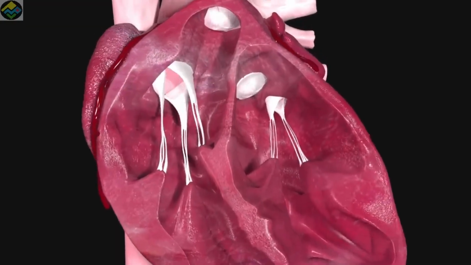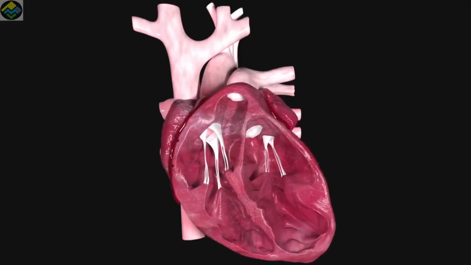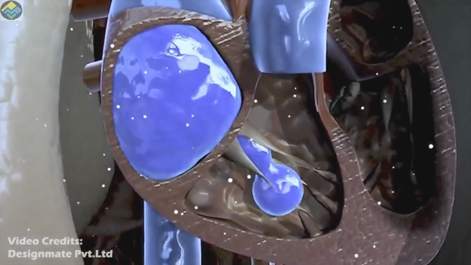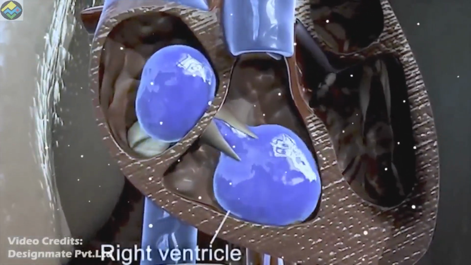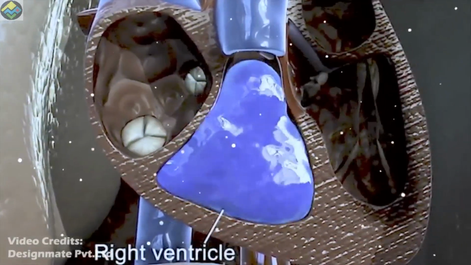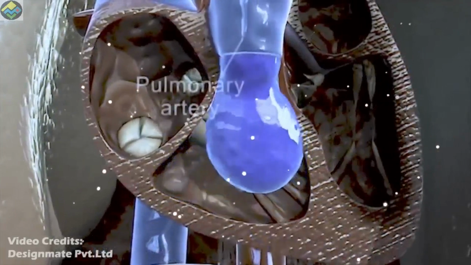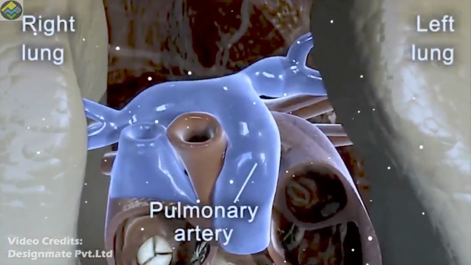There are 4 valves in our heart: tricuspid valve, pulmonary valve, mitral valve and aortic valve. These valves prevent the backflow of our blood. When the right ventricle relaxes and the right atrium contracts, deoxygenated blood from the right atrium moves toward the right ventricle. Deoxygenated blood is pumped from the right ventricle to the lungs through pulmonary arteries. This happens on the contraction of the right ventricle.